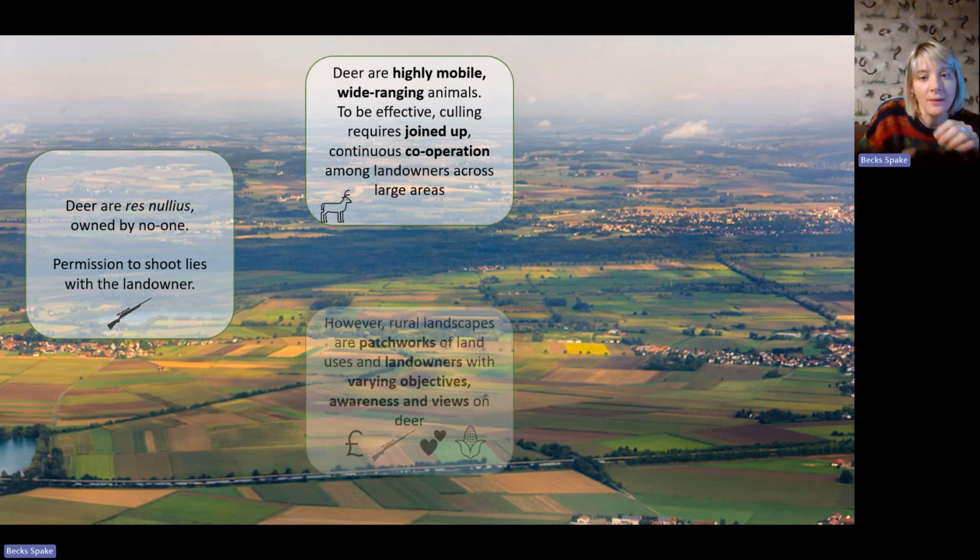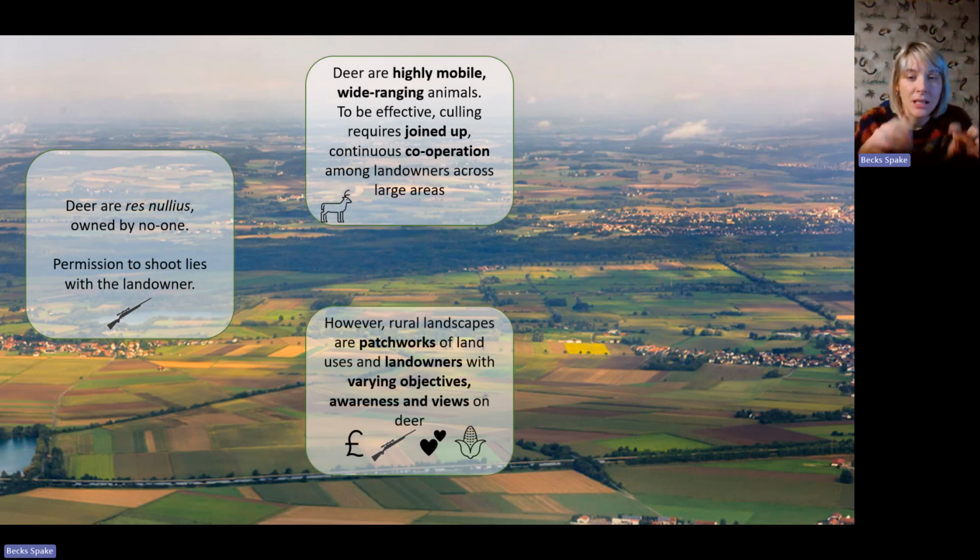However, in the UK, rural landscapes comprise these patchworks of land users and landowners, and it's really challenging to achieve a joined up effort. And this is because landowners in a given area will vary in their management objectives, also their awareness of deer impacts and their views on deer management.